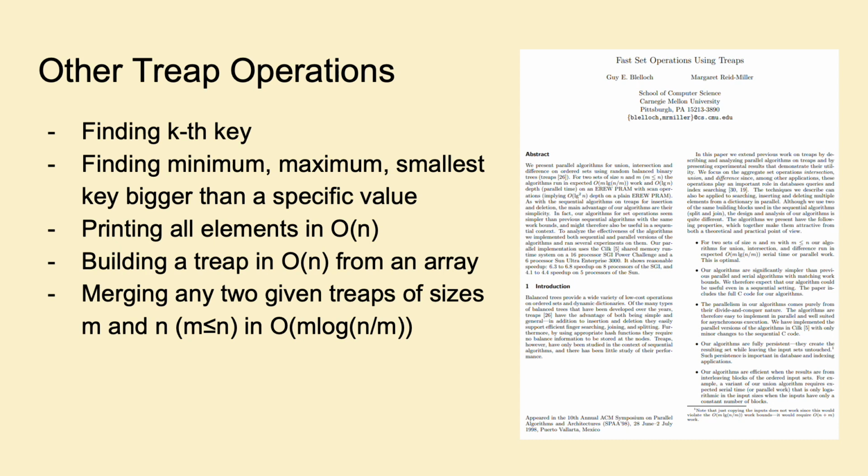Another very important but more advanced operation is merging any two Treaps of sizes m and n in O of m log(n/m), which is the optimal complexity and has a surprisingly easy and efficient code. Unlike the join operation, the merge operation does not assume all keys in a Treap are smaller than all keys in the other.